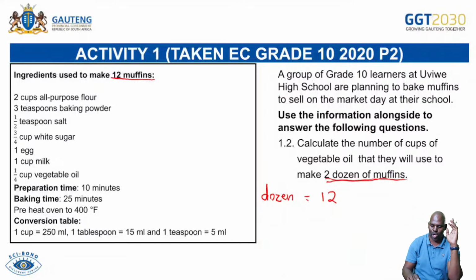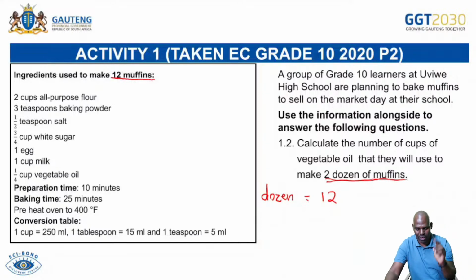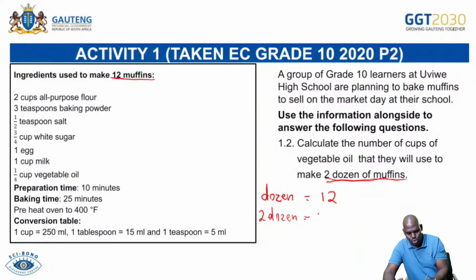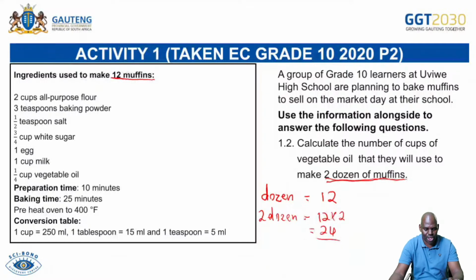Now, in this case, they want to know, what about 2 dozen? Now, 2 dozen means 12 times 2, which is 24. Now, we want to change from 12 to 24. Some of you will see that from 12 to 24, we just multiply by 2. We just take whatever ingredient and multiply it by 2.